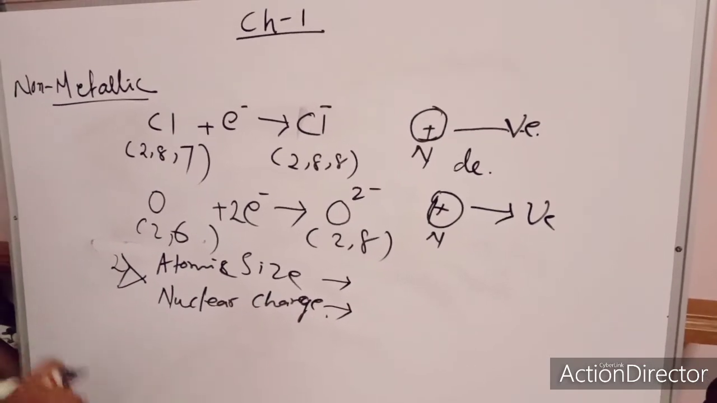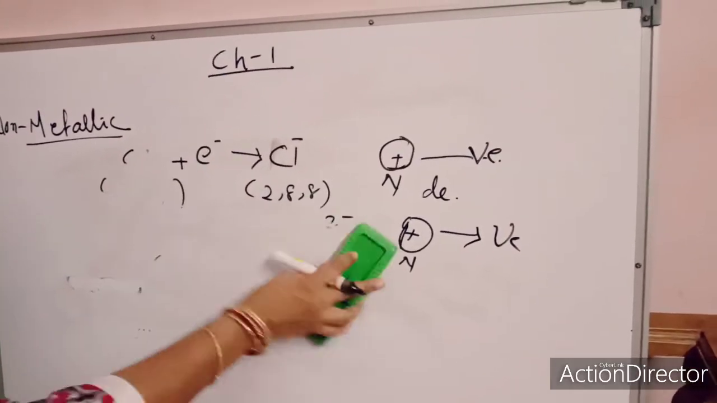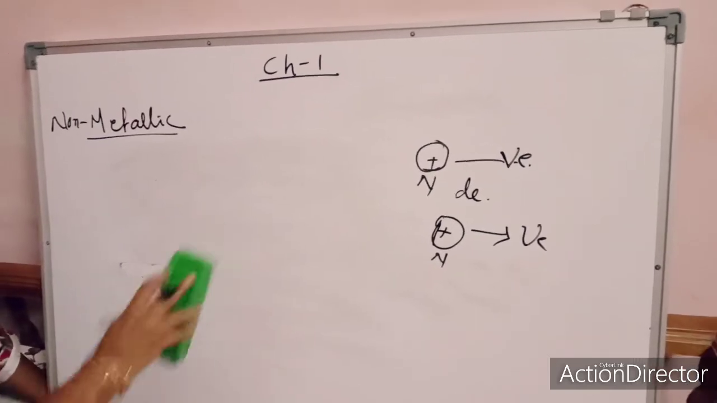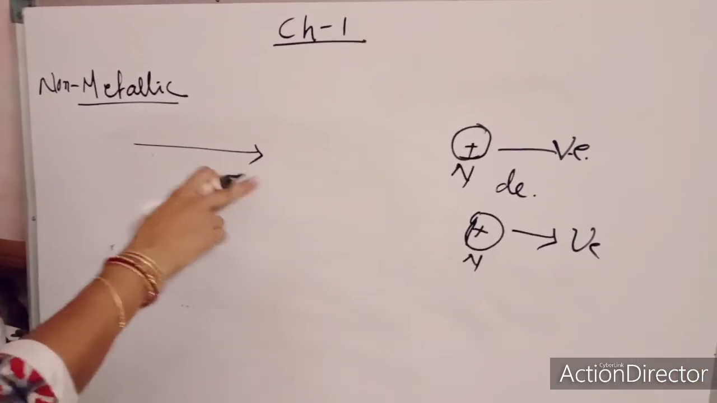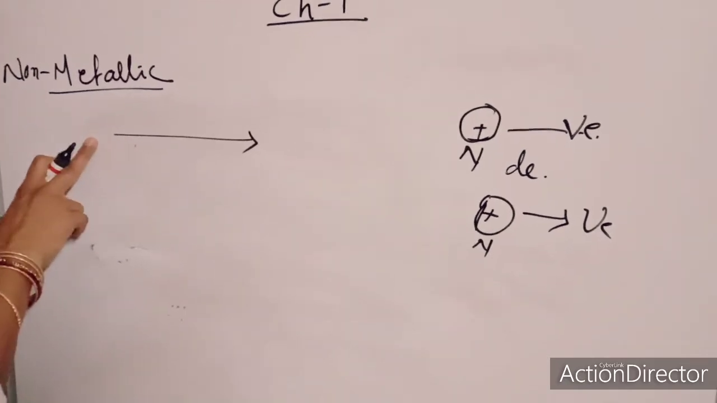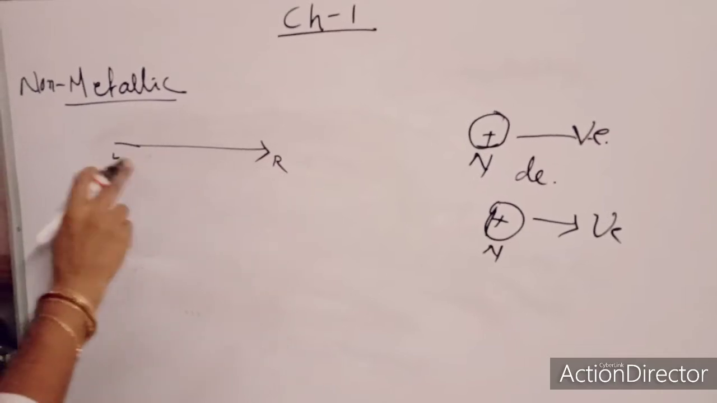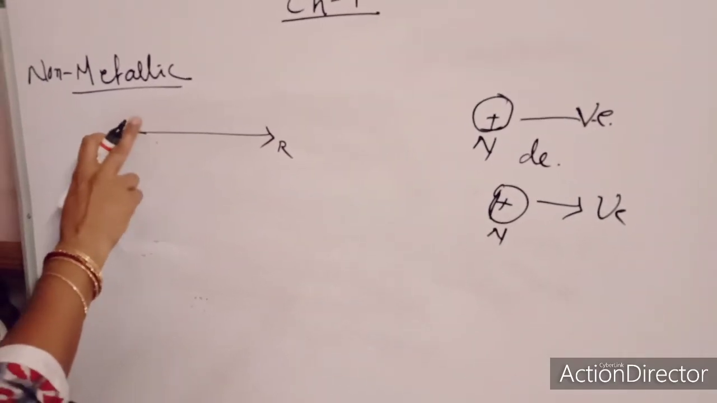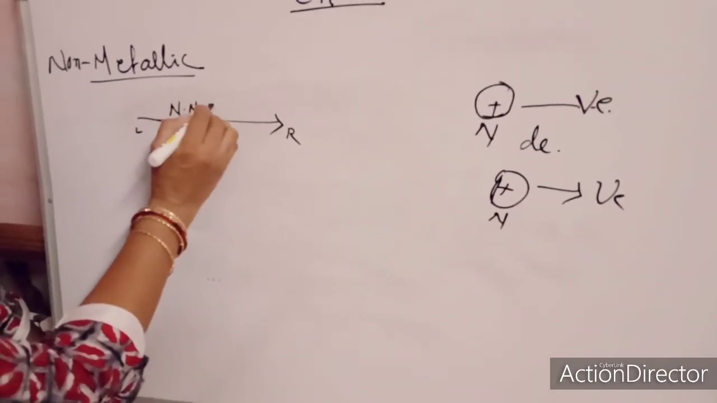Then let's see how they are affecting along the groups and the periods. When you are going along a period, I am writing a horizontal arrow, which means a period. When you are moving along a period from left to right, the nuclear charge increases. That means non-metallic character increases.